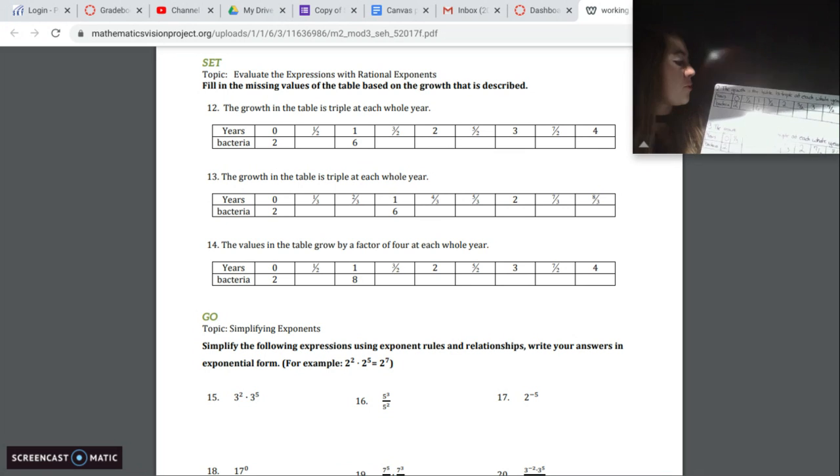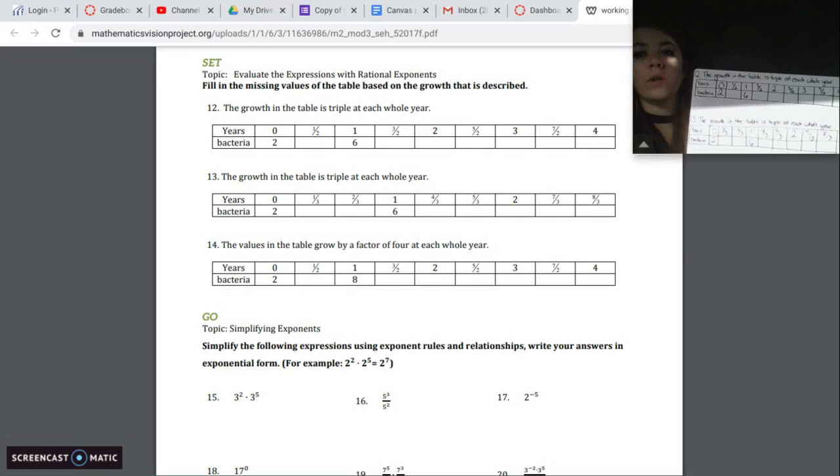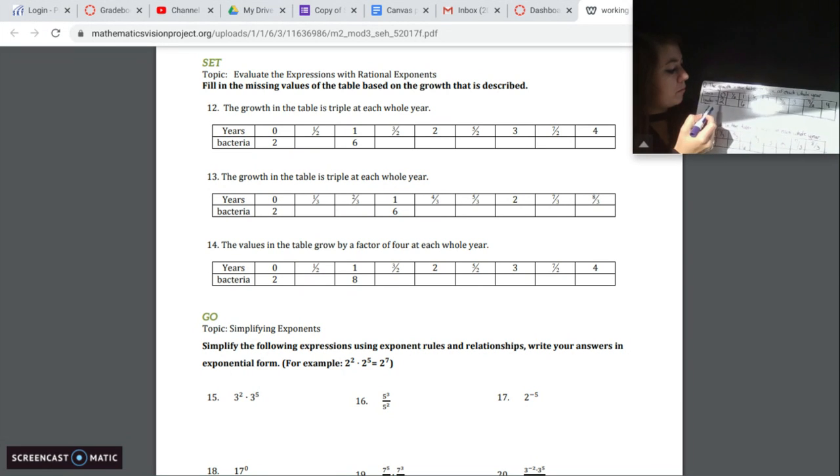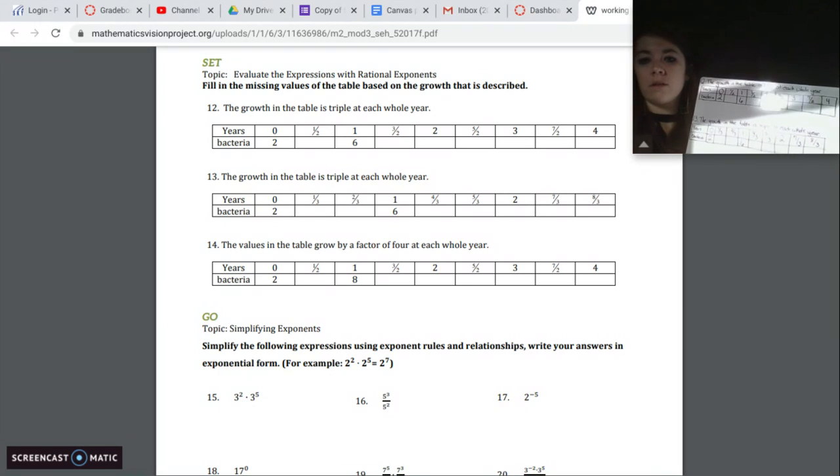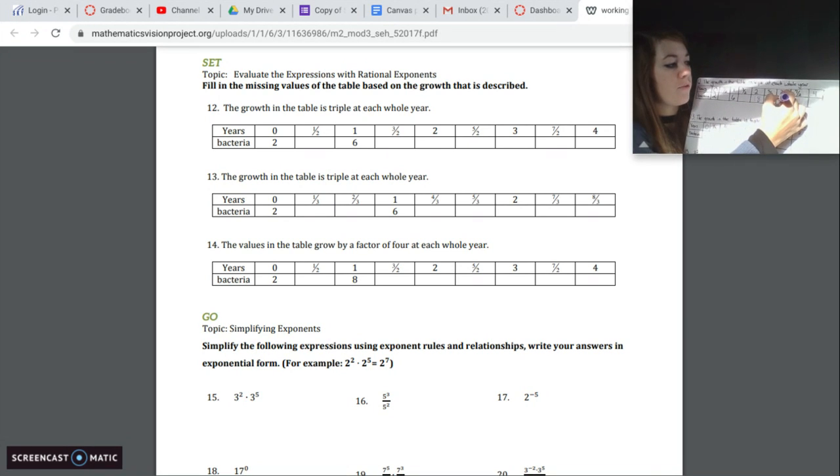So for number 12, it says the growth in the table is triple at each whole year. So at 0, it's 2. At 1, it's 6. We can see the jump, the multiply by 3. So at 2, we multiply by 3. 6 times 3 is 18. So we end up with 18 there. Then for 3, skip a number. We'll do the whole numbers first. 18 times 3 is 54.